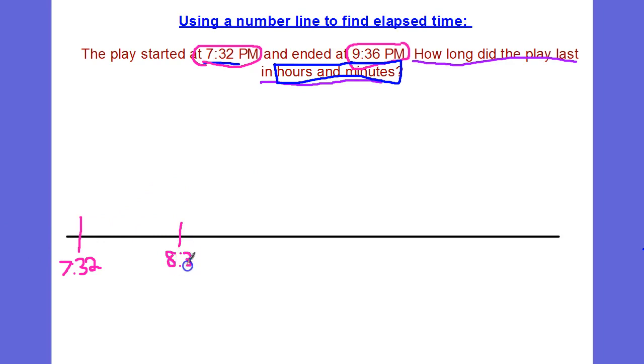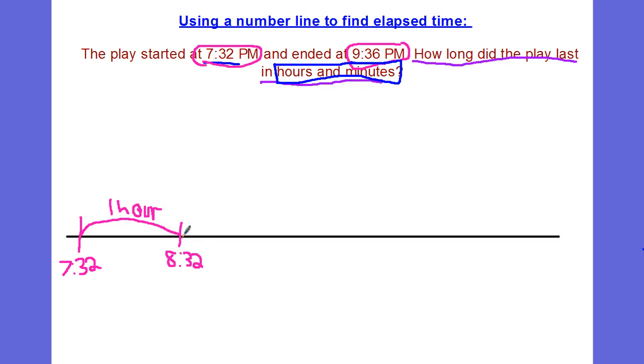Now, why would I want to go to 8:32? The reason I would want to go to 8:32 is it is exactly 1 hour away from 7:32. So I'm going to go up here. My first little time jump here is 1 hour. Sorry for my handwriting, as usual. So from 7:32 to 8:32, we have 1 hour.